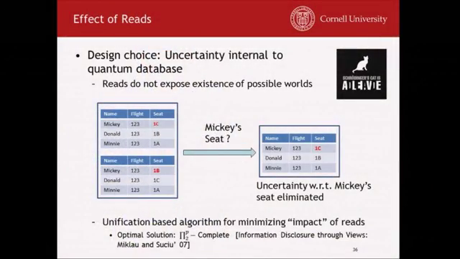So finally, what happens when you perform reads over the quantum database? At some point in time, Mickey has to actually know his seat. So what happens in that case? And this goes back to the design choice which we made earlier to keep uncertainty completely internal to the quantum database.